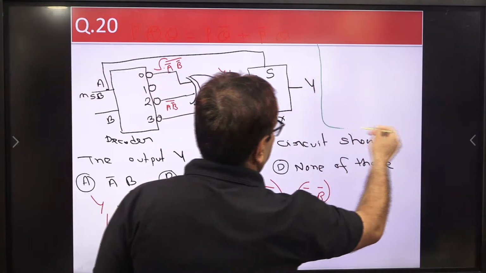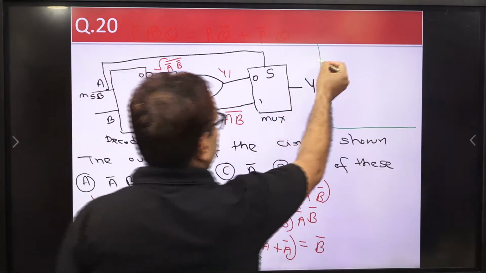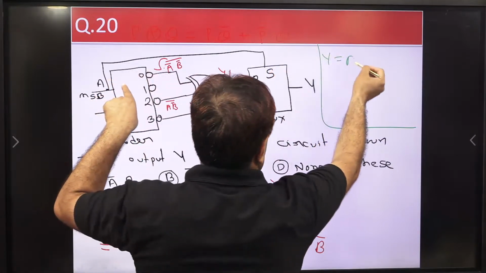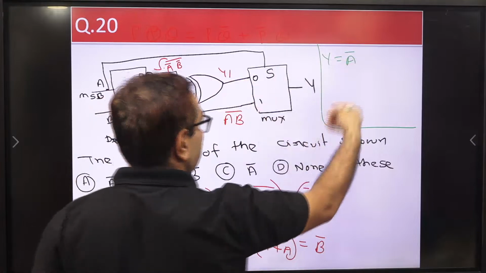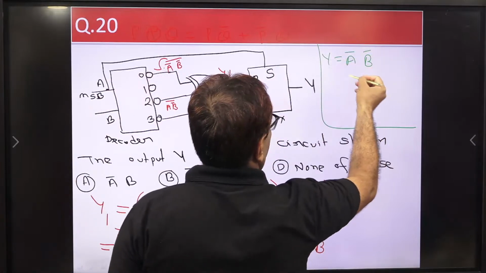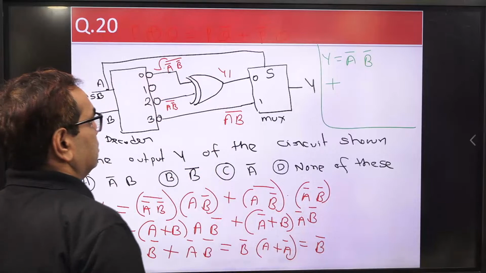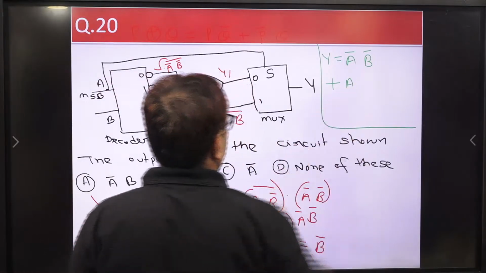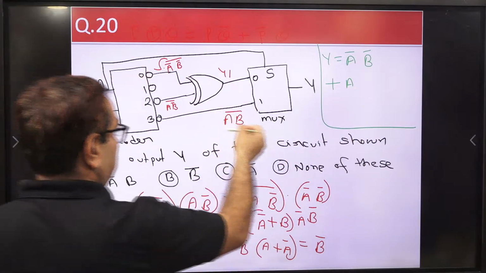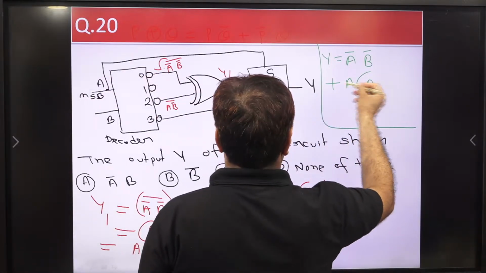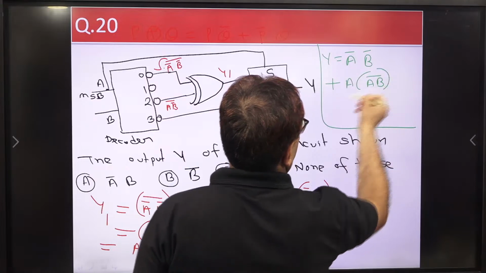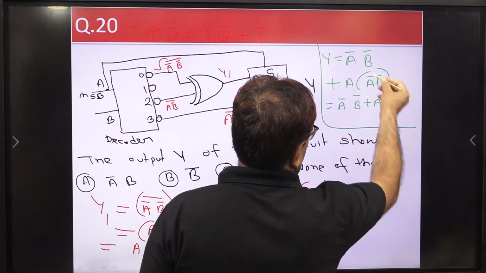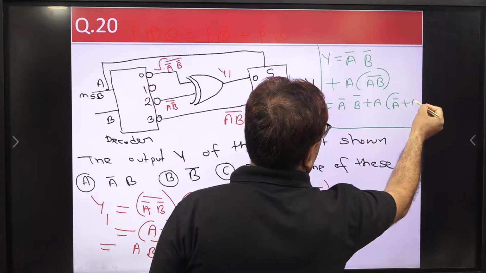So here we can write the final output. Y equals S bar, S bar means A bar, into Y1 which is B bar, plus S means A, into I1. What is I1? It is A B whole bar. So it equals A bar B bar plus A into, using De Morgan, A bar plus B bar.